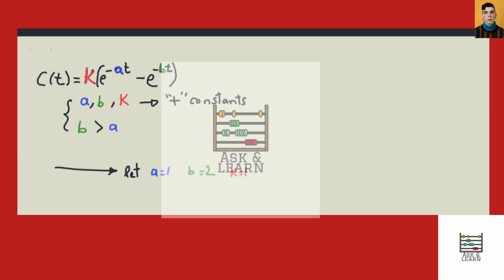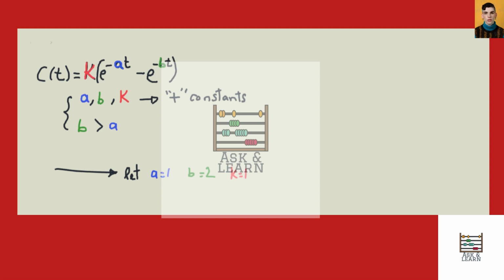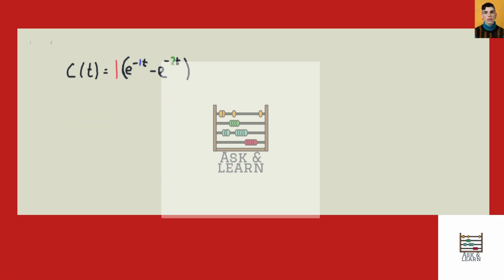So we're given this function to model concentration over time, and we're given these constraints. A, B, and K are positive constants, and B is greater than K. So I just picked these random numbers that do work for these constraints, and I plugged them into the function, and I got this function.